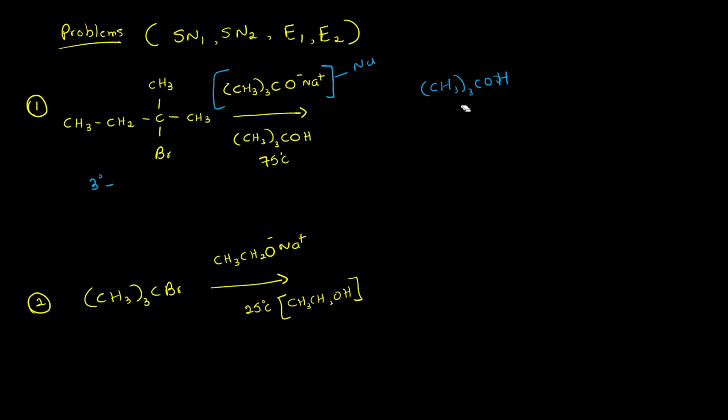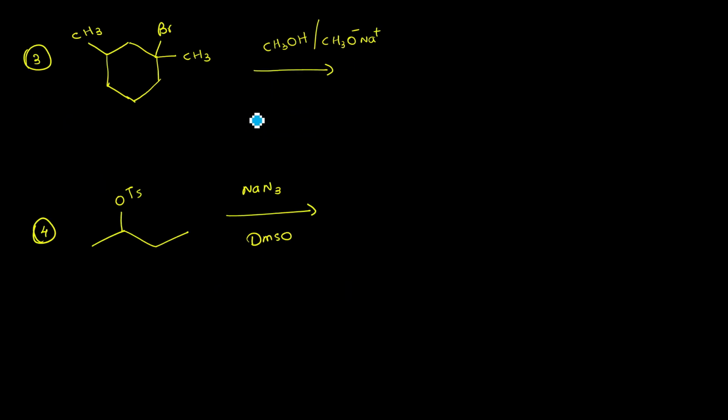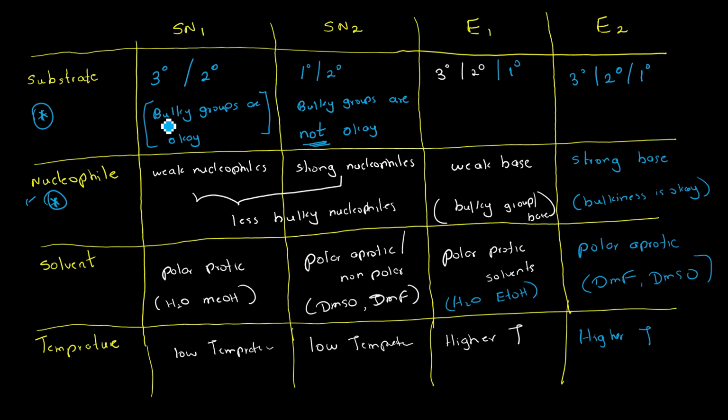Let's move on. Now we need to go through each of those factors and see which mechanism the reaction favors. I have told you the best way to divide substitution from elimination reactions is to look at the nucleophile. From the nucleophile you can mostly get the idea whether it's substitution or elimination, and you can confirm it by looking at the temperature. So let's first look at the nucleophile.